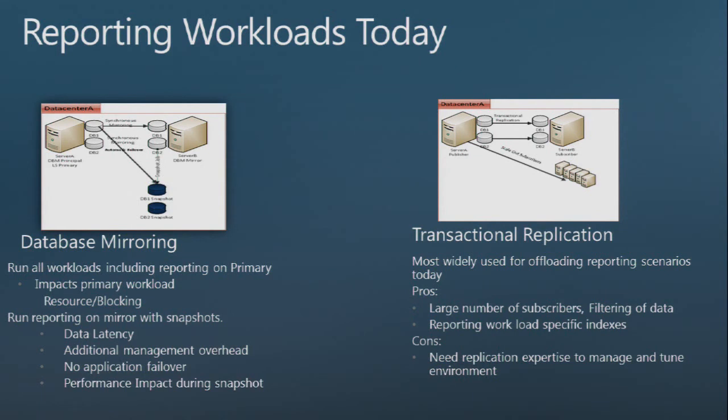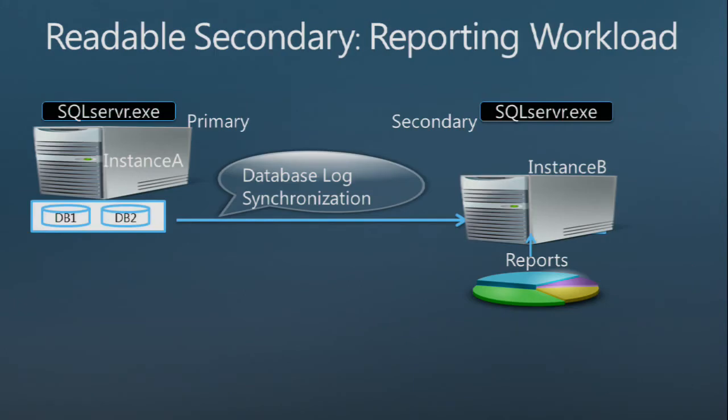The goal of always-on technologies is to make that job easier, especially with a readable secondary. I'm going to describe a very simple configuration, like a database mirroring configuration where you have a primary node and a secondary node. Think of always-on readable secondary as an advanced, or the next generation, database mirroring. I think that sort of makes it easy to understand what is going on.